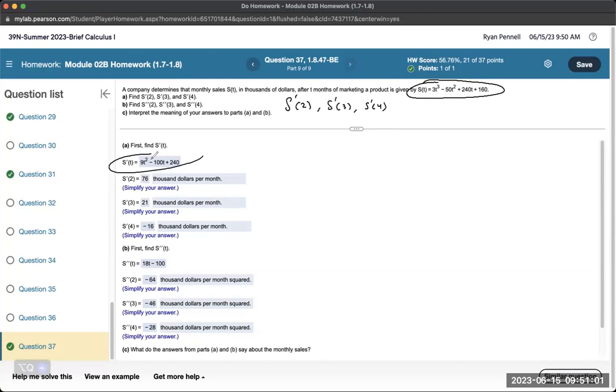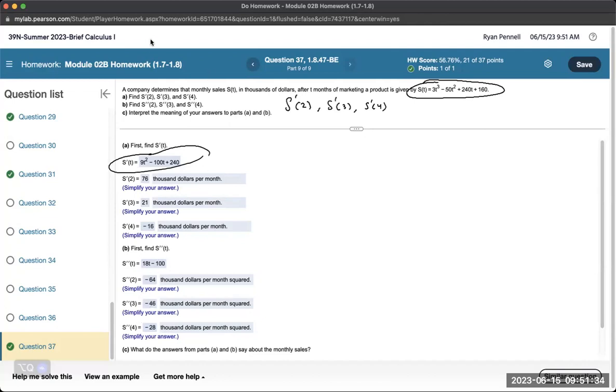I evaluated 2, which just means I plugged in 2, and that's thousands of dollars per month. That's rate of change. So evaluated at 3, evaluated at 4. Okay, so that's not that bad. That's pretty easy, in fact. Then you have to find the derivative of the derivative, the second derivative. So the 2 comes down, that's 18. This t goes away, so minus 100. You can see where that comes from. Then we have to evaluate it at 2, 3, 4.